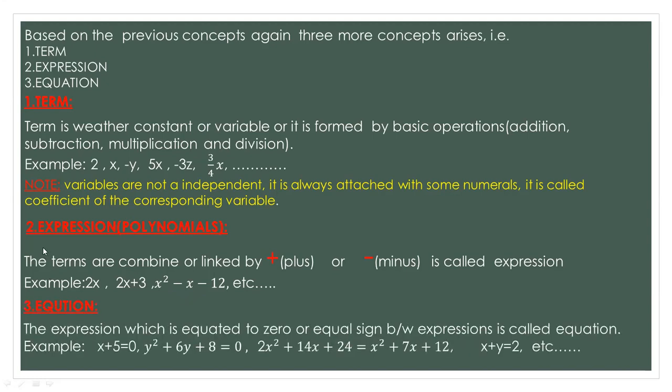Equation means, whatever we learned in the previous step, expressions, when these expressions are equated to 0 or an equal sign is placed between the expressions, it is called an equation. Okay, students. So example: x plus y is equal to 0, equated to 0, comma, y square plus 6y plus 8 is equal to 0. Also here, between two expressions there is an equal sign: 2x square plus 14x plus 24 is equal to x square plus 7x plus 12.